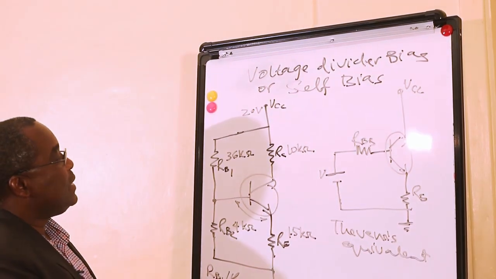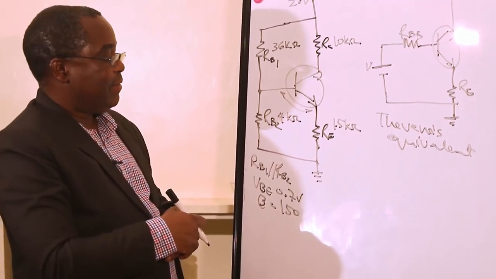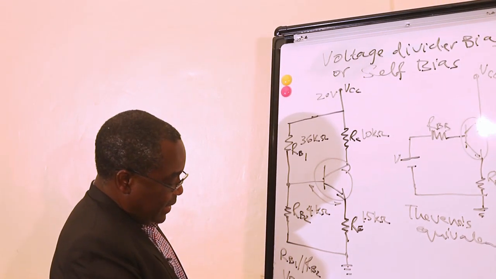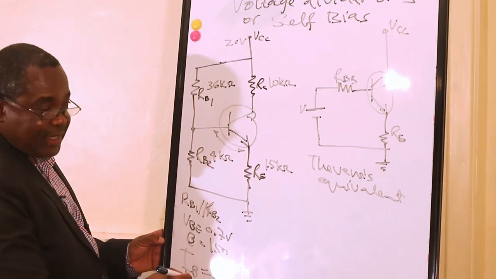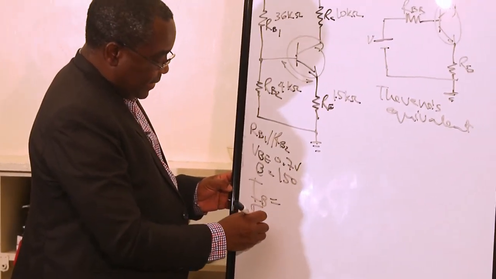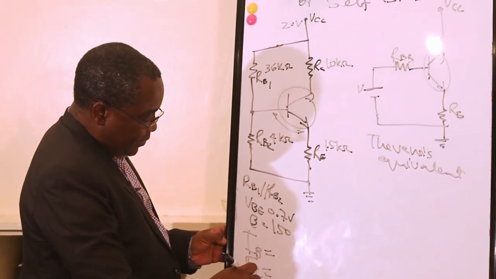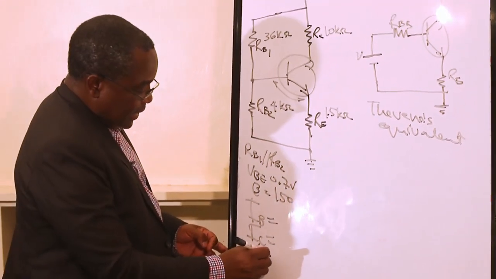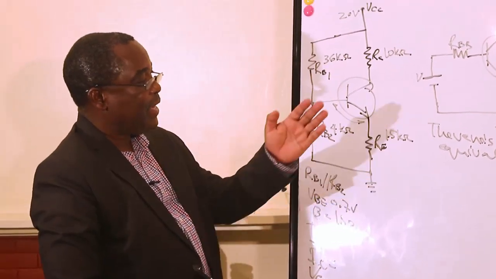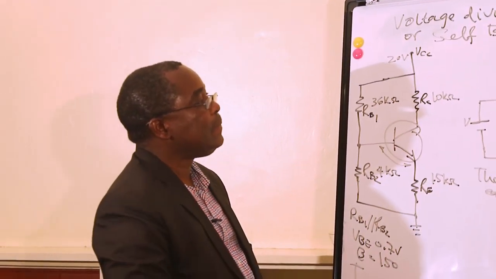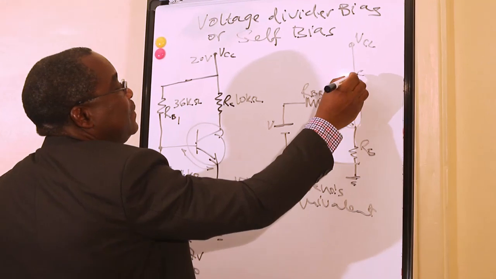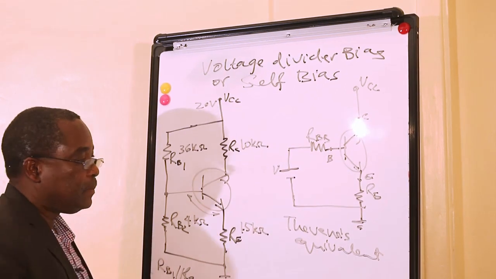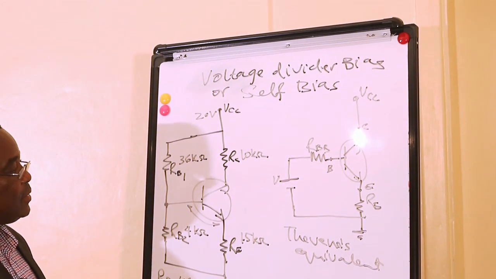So let's find the values, because at the end we have to find IB, that's the base current. We have to find IC, that's the collector current. Then we have to find the VCE, that's the collector-emitter voltage of this circuit, by using the Thevenin equivalent. This is our collector, this is our emitter, this is our base.